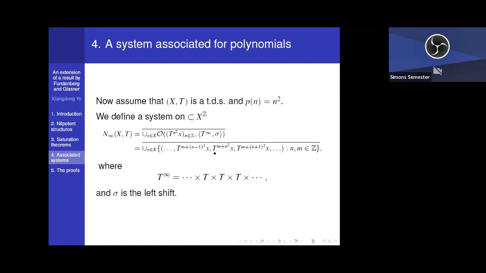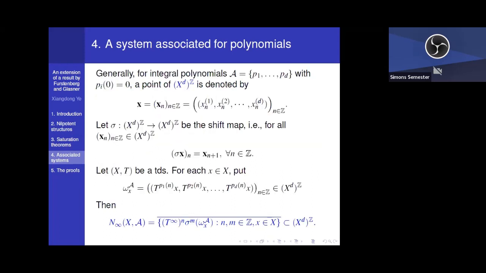So this is the simplest case, the associated system. The general case, we will have a subset from x_d to z. So this point will be denoted like this form. So you have the shift. This shift is not only a shift of one coordinate. This is the d coordinates together.